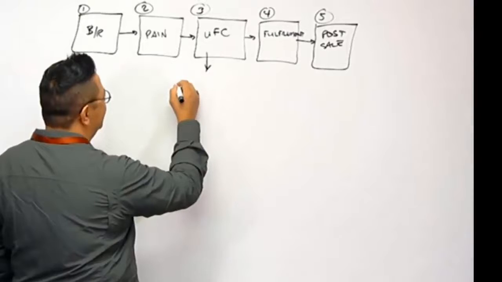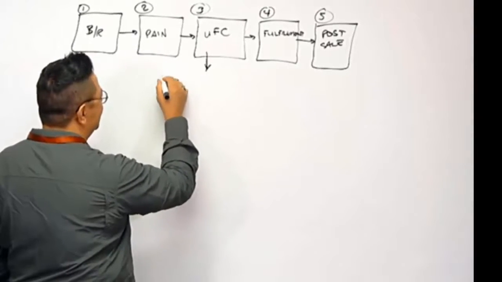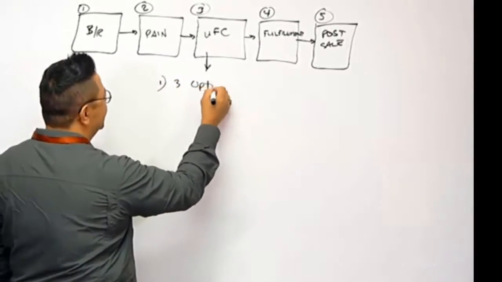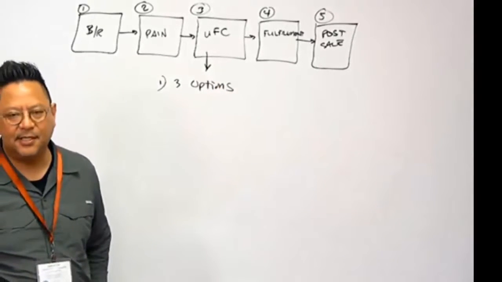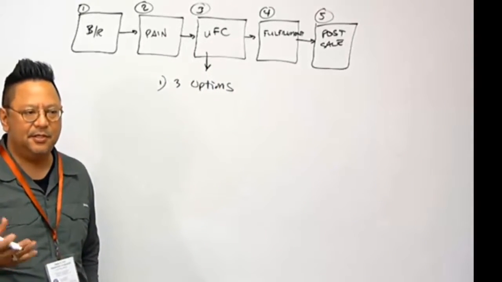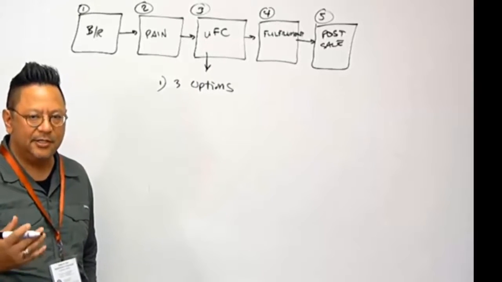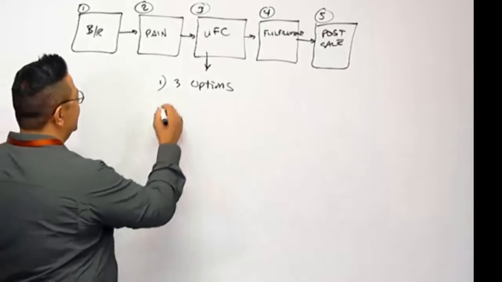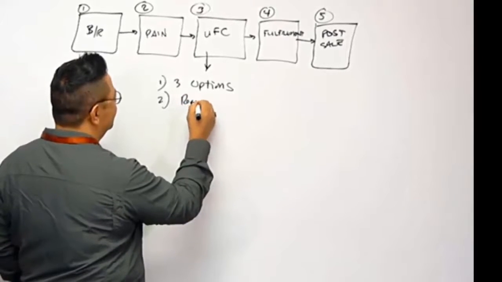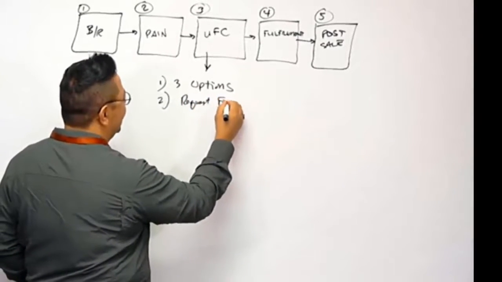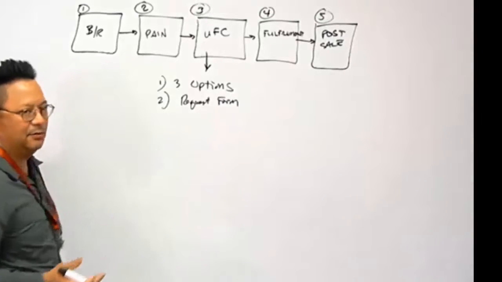I'm going to give you three options that will meet your needs, and then you decide how much will fit in your budget. And then you're going to pick an option. Number two, we're going to fill out a request for coverage form.